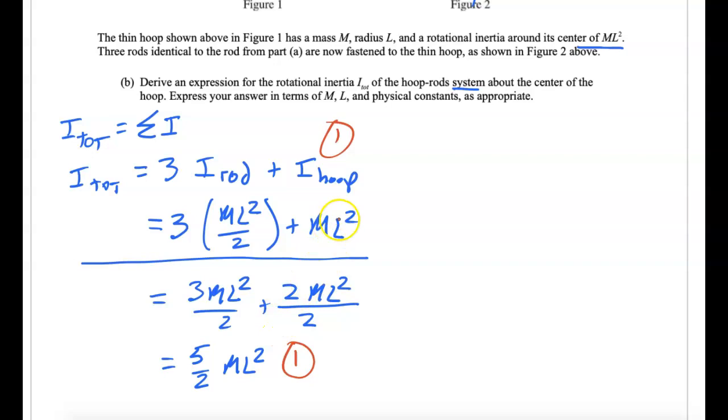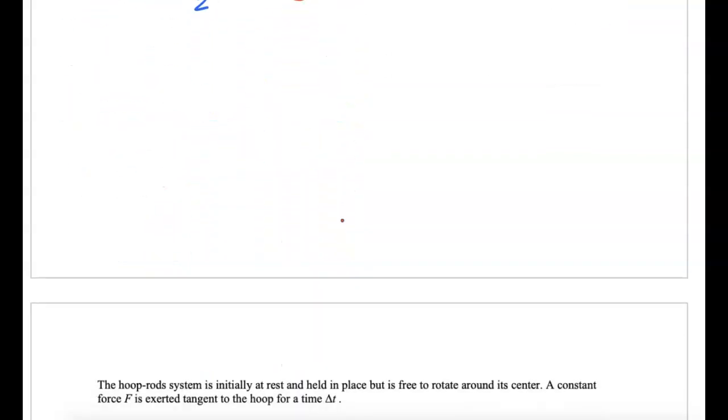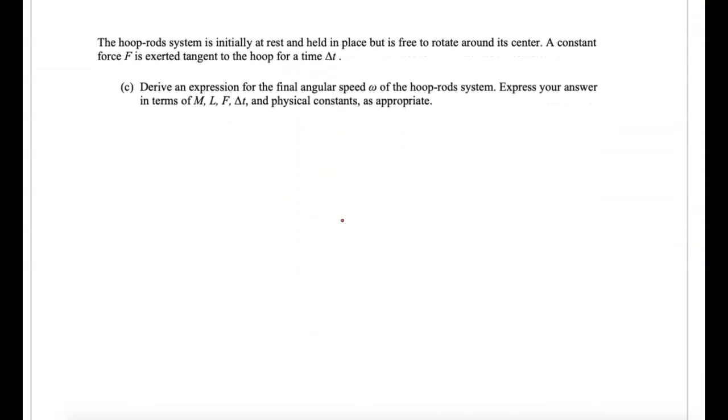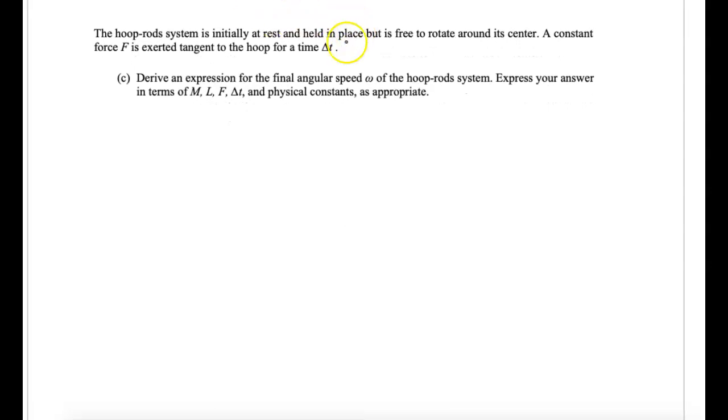So let's take a look at the next part. This is part C. Now the hoop rod system is initially at rest and held in place, but it is free to rotate around the center. A constant force is exerted tangent to the hoop for a time t. So essentially what they've done is we have this hoop and they've put a bar or a rod through the middle, and then you've got your spokes that they already showed you. And then they apply a force in this direction, tangentially to it, for a time t.